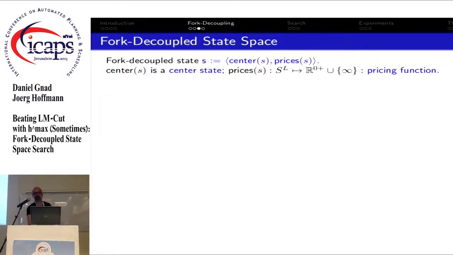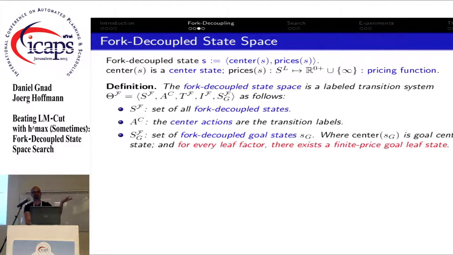It's a transition system. It's just not the usual transition system. Our states are combinations of center states and what we call a pricing function. The pricing function maps leaf states to numbers, and the intended meaning of those numbers is the price you would have to pay if you wanted to get this leaf into this leaf state at this point in time. Now, these are just the states. Here's the actual transition system.